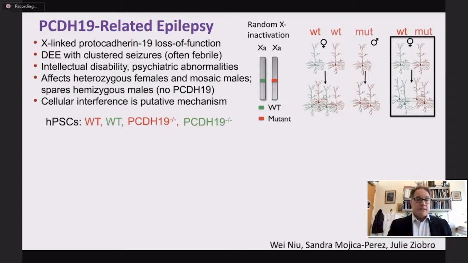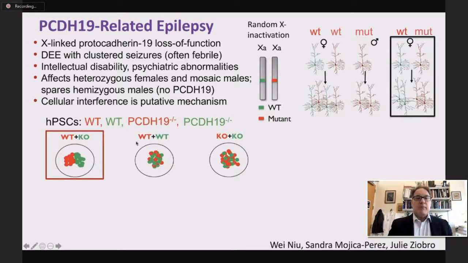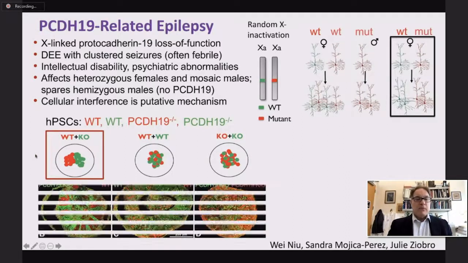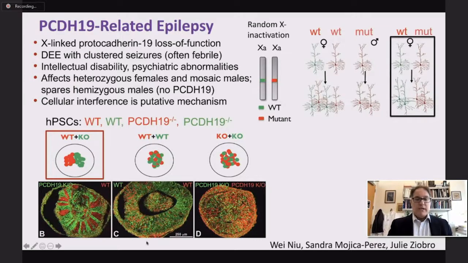So to model this in human pluripotent stem cells, Wei Nu and Sandra Mojico Perez made knockout lines for PCDH19, and labeled them with red or green fluorescence, and labeled wild type lines with red or green fluorescence, and then mixed them. And the hypothesis is if you mix wild type and wild type, or knockout and knockout, they'll be normal. But if you mix wild type and knockout, they won't interact. And that's exactly what they found in these 20-day saucers.